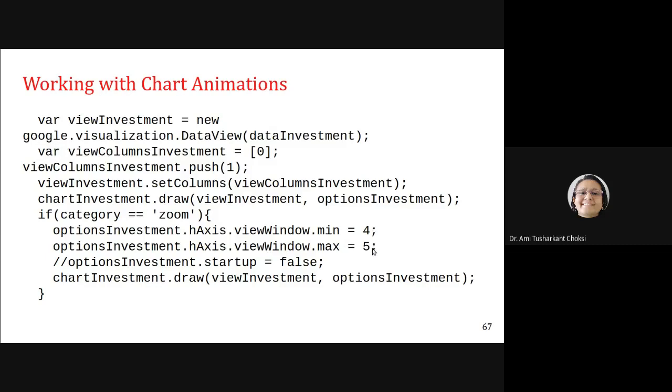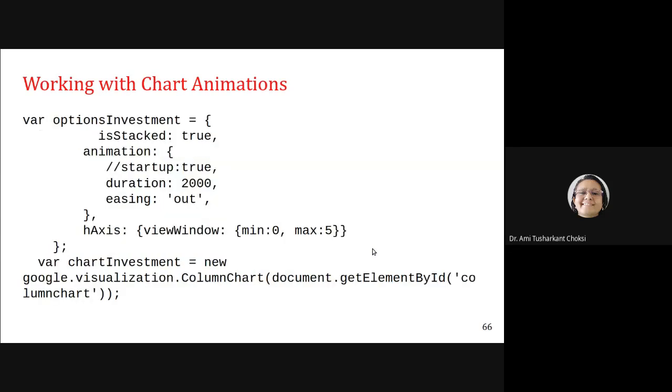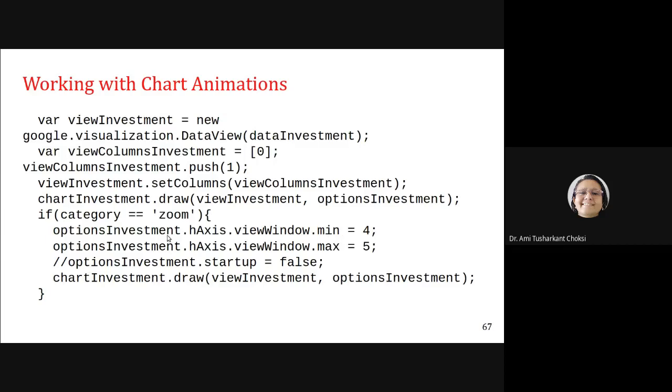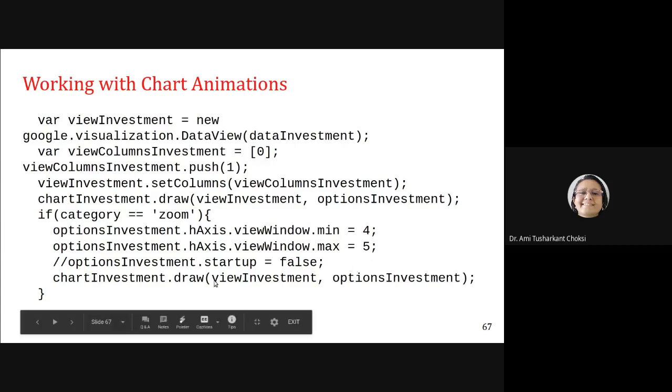We have set it as what? First of all, by default it was 0 and 5, but when we have the category as zoom, at that time the min and max are getting changed, and that's what we are setting here, that min is 4 and max is 5, right? So that's what we are passing with the help of chart object dot draw. Fine.